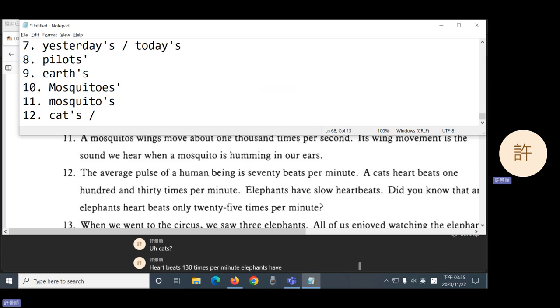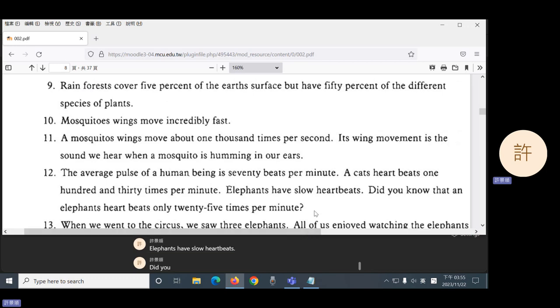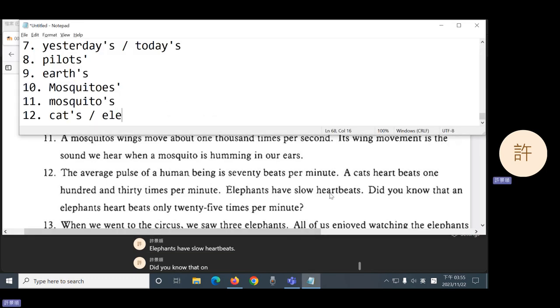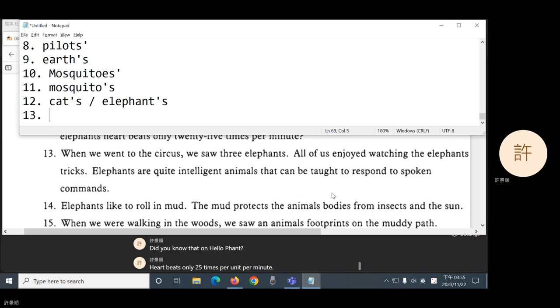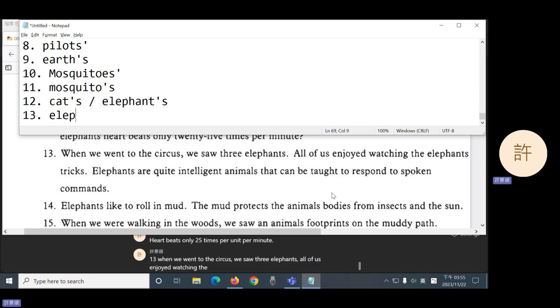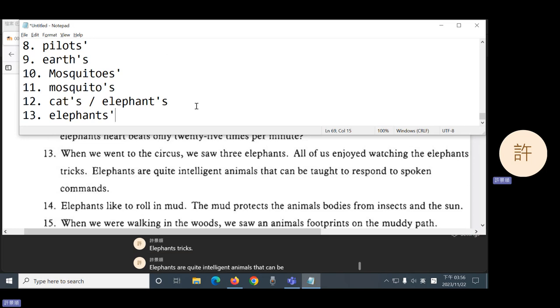Elephants have slow heartbeats. Did you know that an elephant's heart beats only 25 times per minute? 13. When we went to the circus, we saw three elephants. All of us enjoyed watching the elephants' tricks because it told us three elephants. So this is plural. Elephants' tricks. Elephants are quite intelligent animals that can be taught to respond to spoken commands.